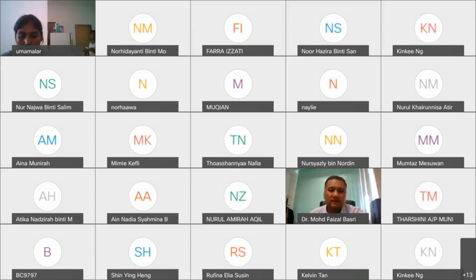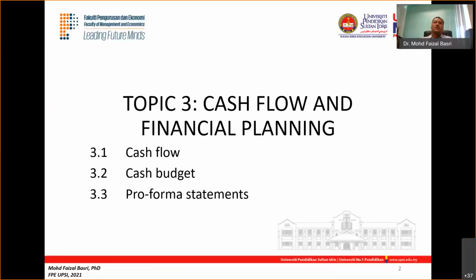So for today, we're going to continue with topic number 3, which is cash flow and financial planning. Under this topic, we have 3 subtopics, meaning 3 statements that we need to prepare. The first one is the cash flow statements. Then we have the cash budget. And the third one would be the pro forma statements.